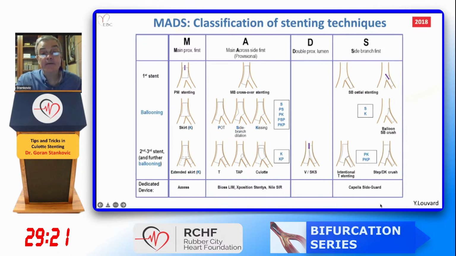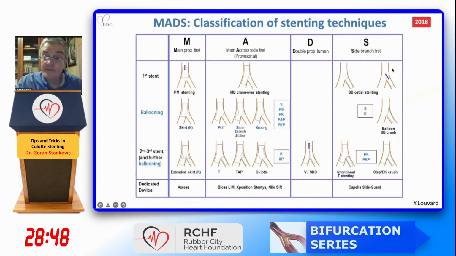This is the MEDINA classification of stenting techniques by the European Bifurcation Club. I would like to point out that when we discuss provisional, it is actually an A class of technique, and DK crush is the S family of techniques. M and D are very rare. The major difference in approach to left main PCI in general is whether you stent from the proximal part of the main vessel or you position your first stent in the ostium of the side branch.